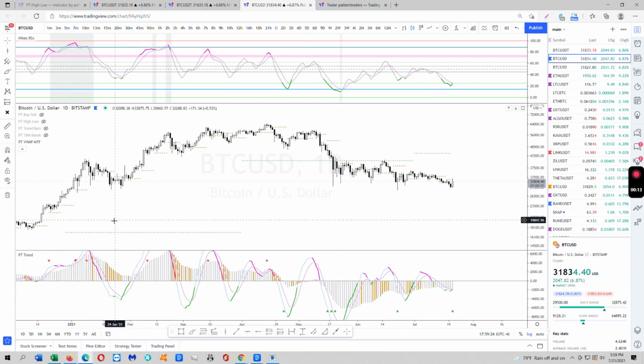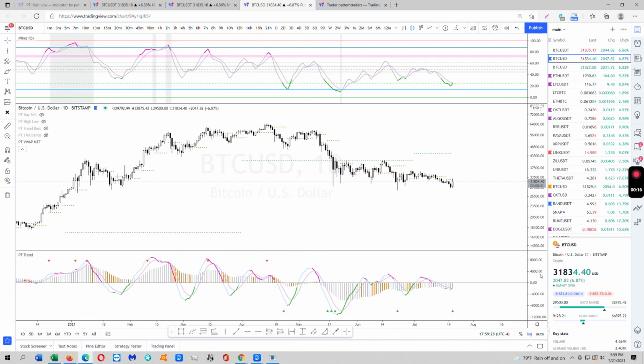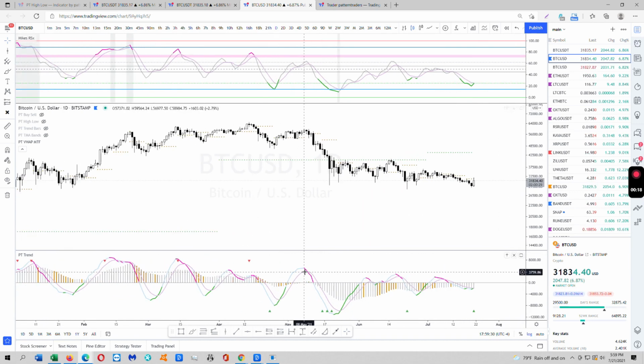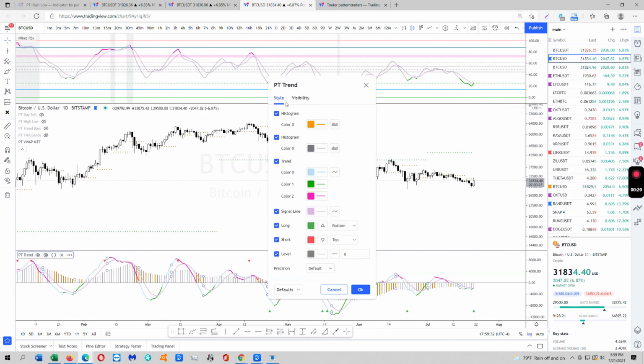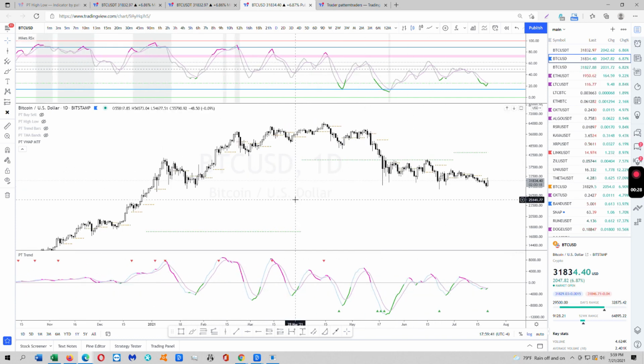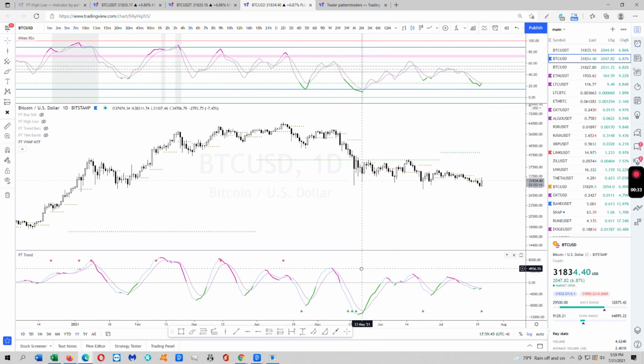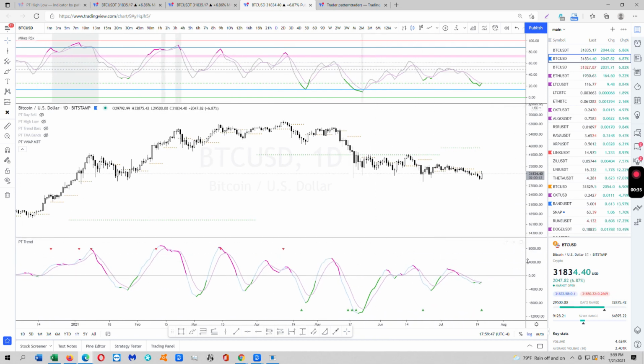So, new indicator called PT Trend. It was developed strictly as a trend indicator that indicates the trend is about to flip, whether we're bullish or bearish. I don't have a lot of experience with it yet. I've only had it for about 2 weeks or so, I'm still playing with it. But what I've seen so far and how it reacts, it's promising, and I can't wait to use it when we break out either up or down.